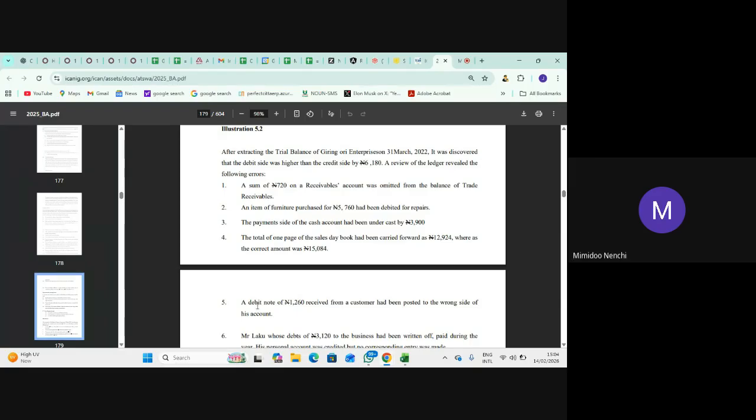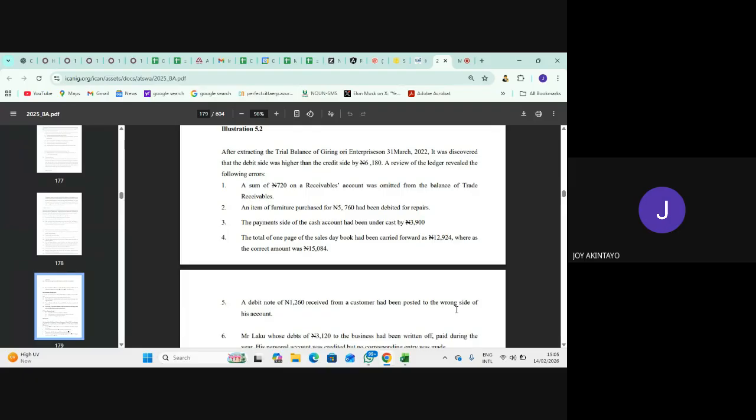The next one is a debit note of 1,260 received from a customer that had been posted to the wrong side of his account. We received a debit note. When we give out a debit note from the company, it shows that the other entity is owing us, so that person's account has been undercasted. We've undercharged the person's account.